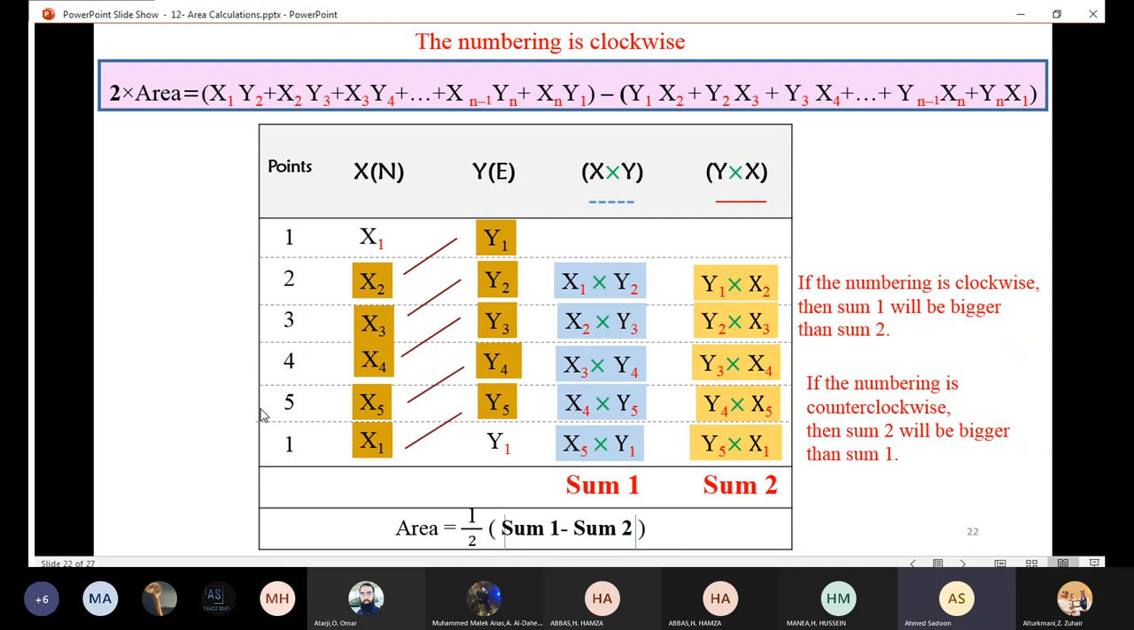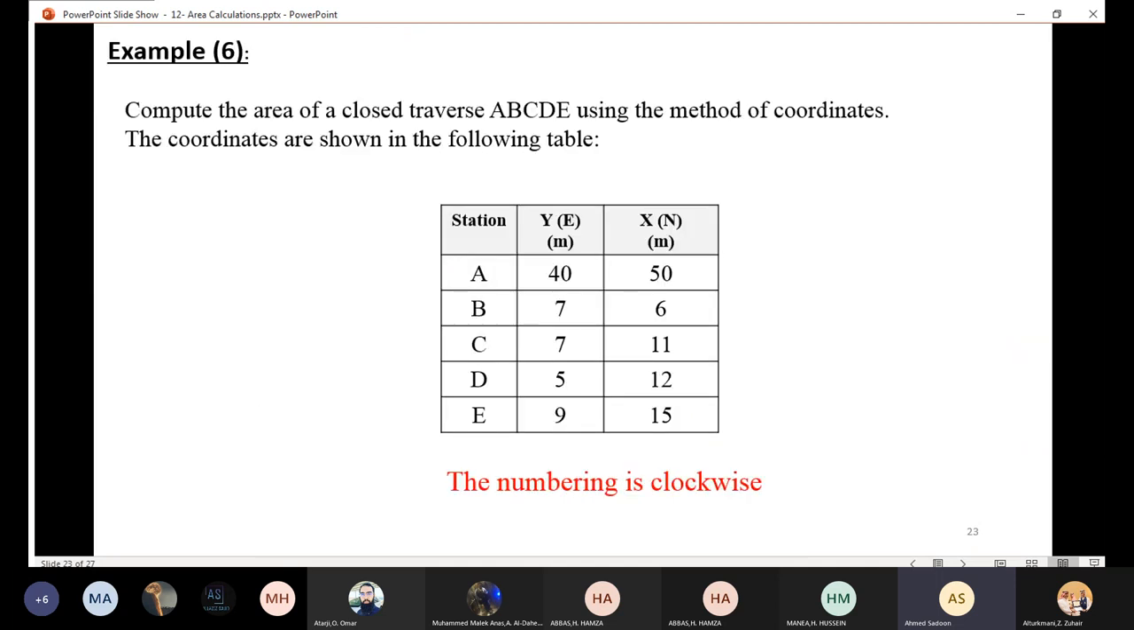So now let's see an example to compute the area for a traverse using the method of the coordinates. Here we have a traverse that consists of 5 stations. We have A, B, C, D, E. So we have a traverse of 5 points, 5 coordinates. We need to determine the area. And the coordinates are given. And here it says that the numbering is clockwise.